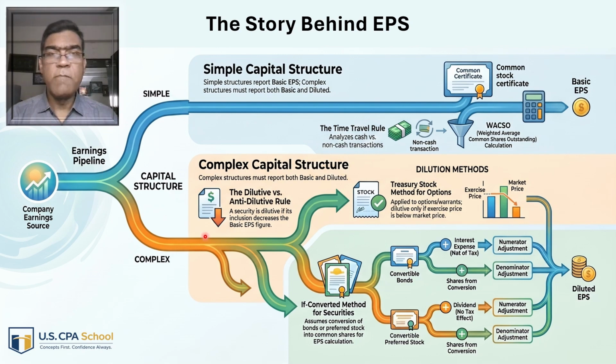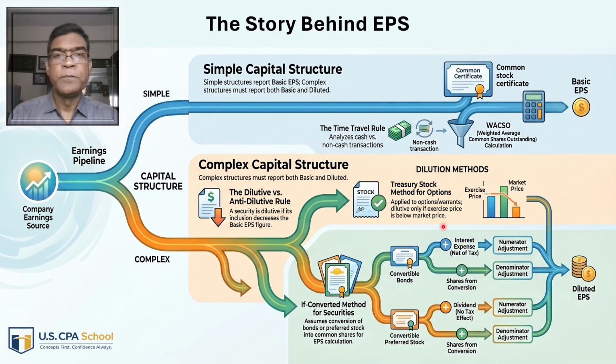If the structure is complex, the company reports both basic EPS and diluted EPS. In a complex capital structure, this is where the dilutive and anti-dilutive rule comes in. A security is dilutive if it decreases EPS and anti-dilutive if it increases EPS. We ignore the anti-dilutive ones. Now, we move into the dilution methods. For options and warrants, we use the treasury stock method. It's dilutive only if the exercise price is below the market price. There is no numerator adjustment here. We just add the incremental shares to the denominator if it is dilutive.